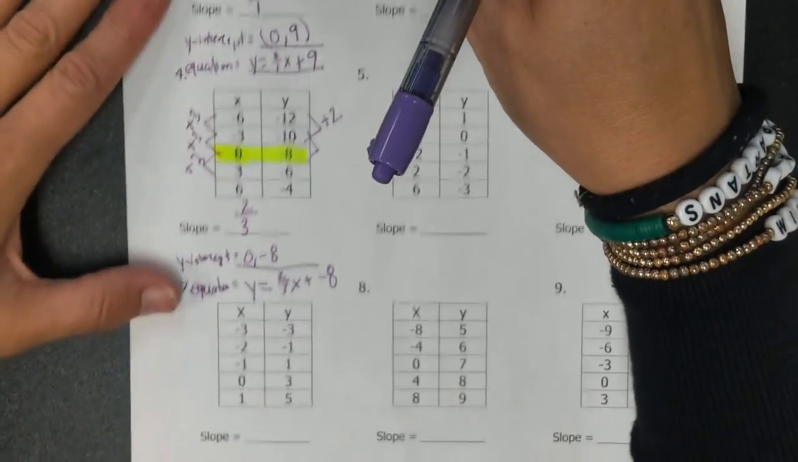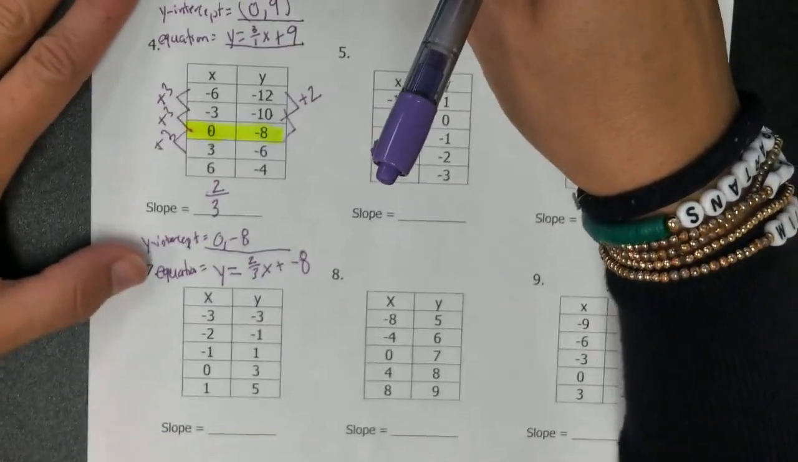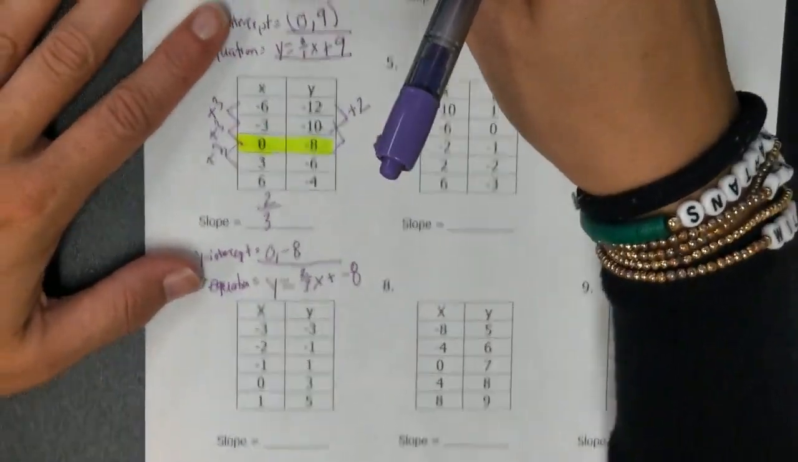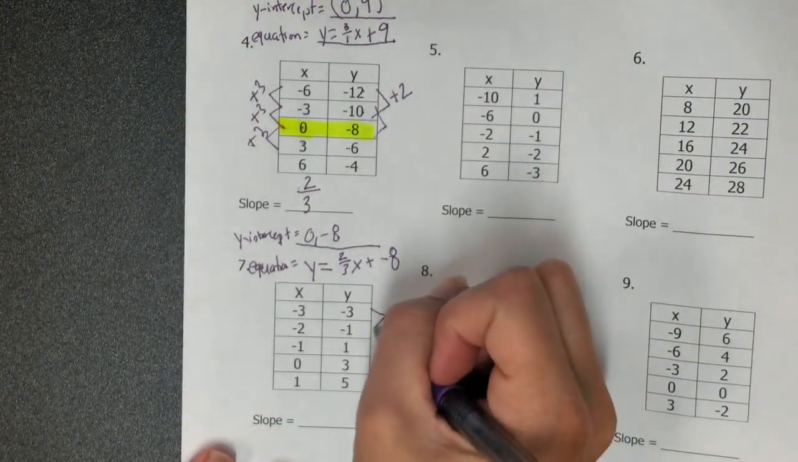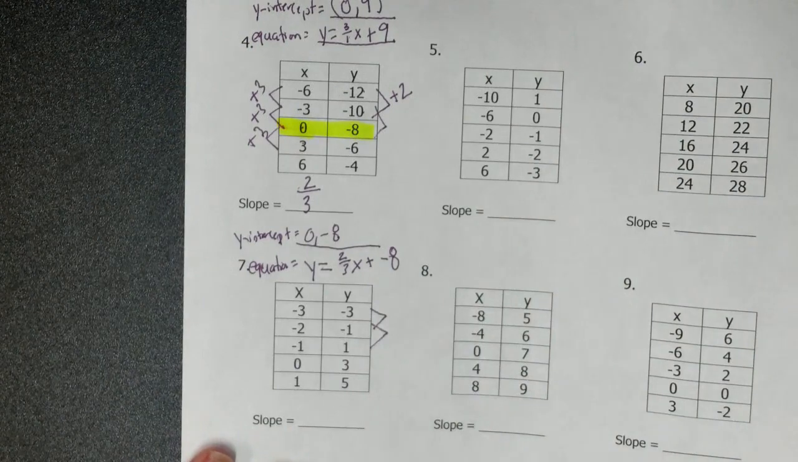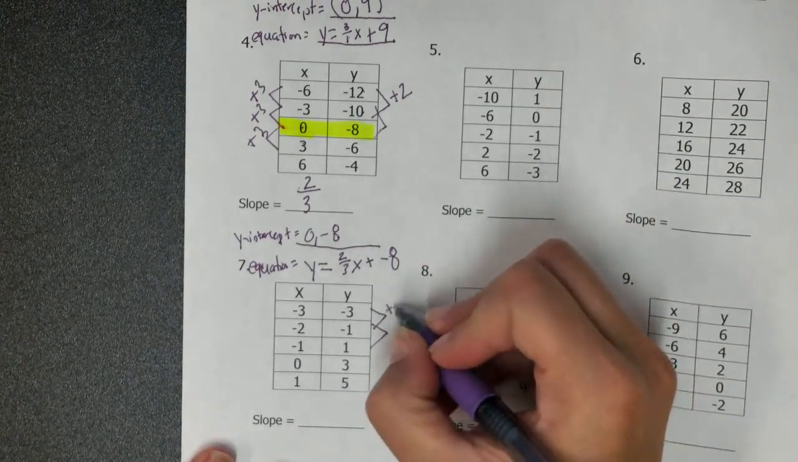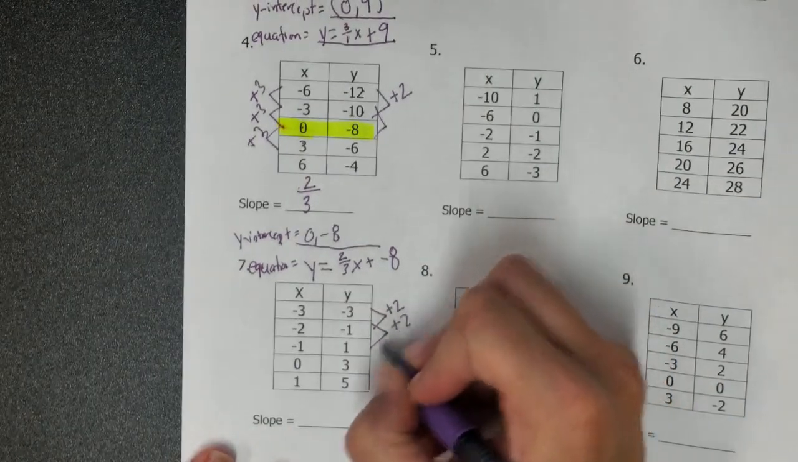All right, let's go down to number 7. I'm working my way down. Sorry, I'm going to move this so you can see it a little better. All right, how much is my y changing by? Let's see, how much is it getting bigger or smaller by? Okay, it's getting bigger by 2, it looks like.